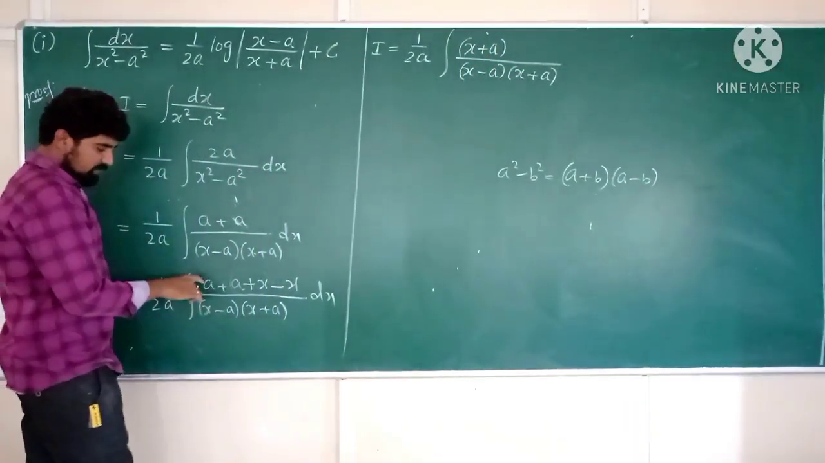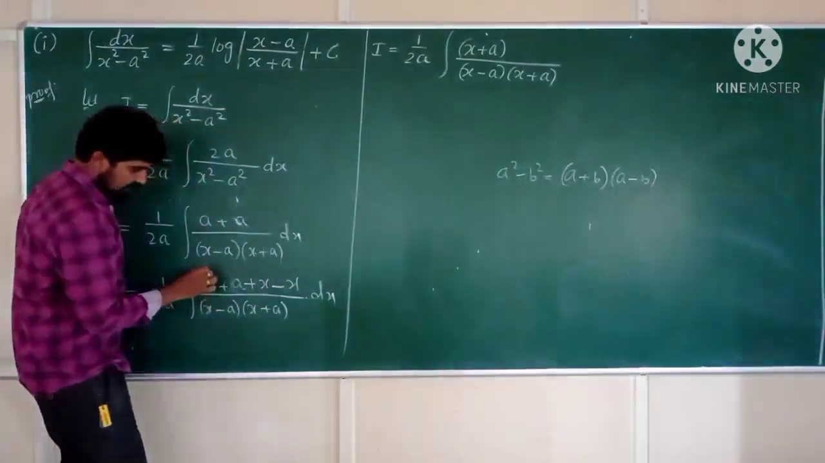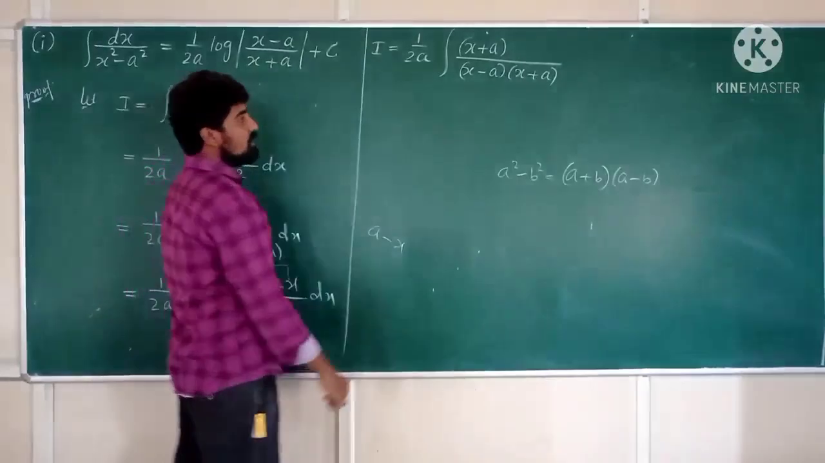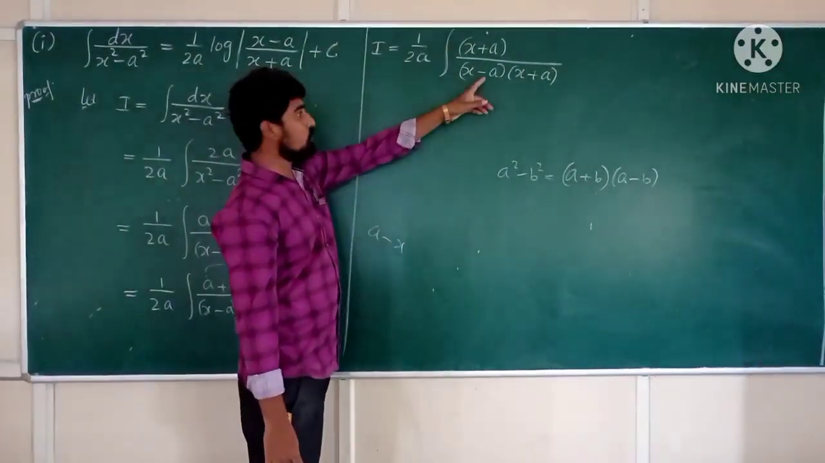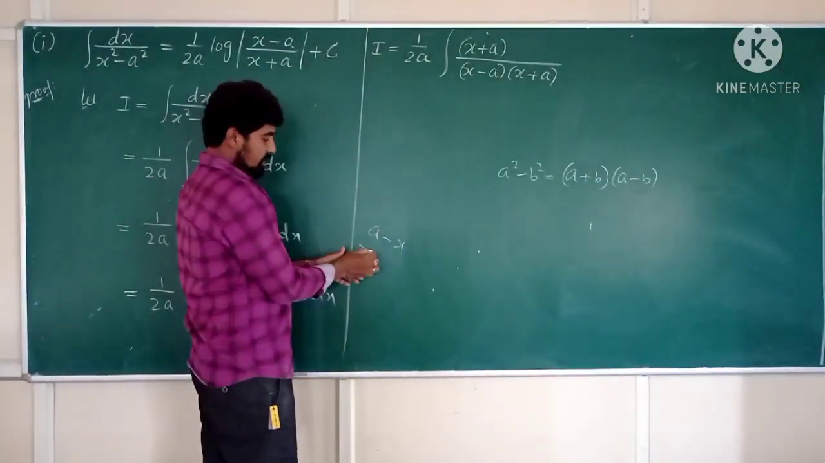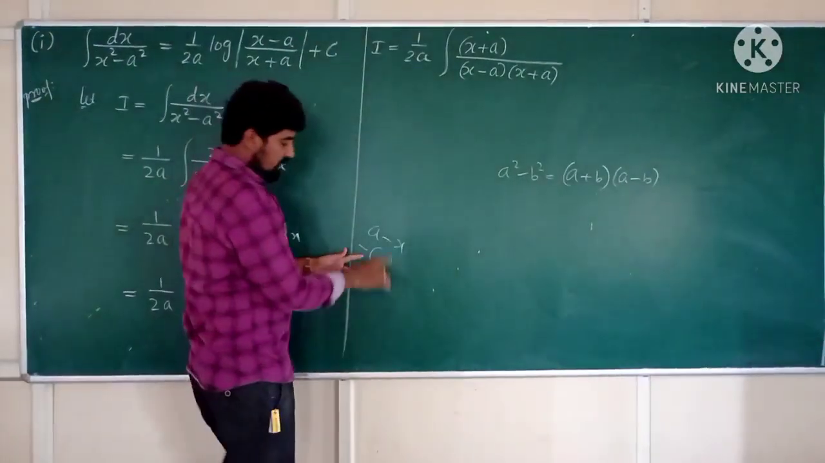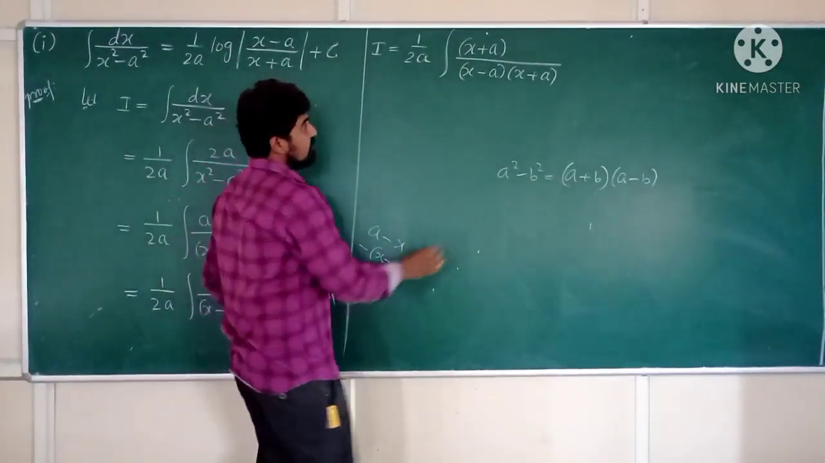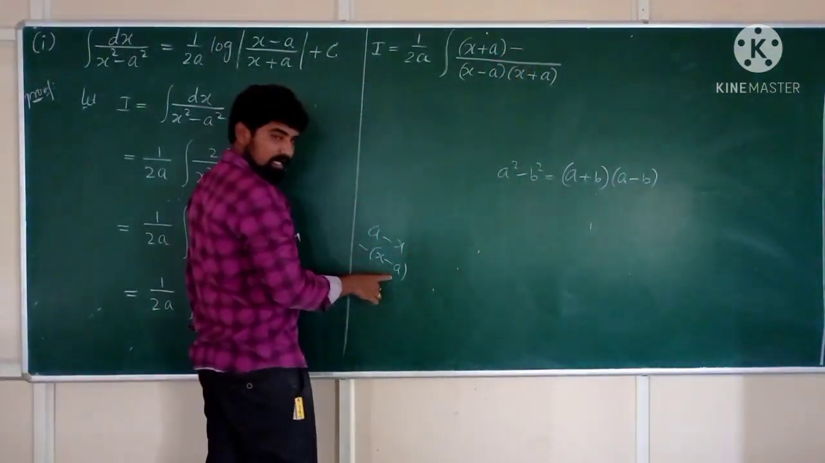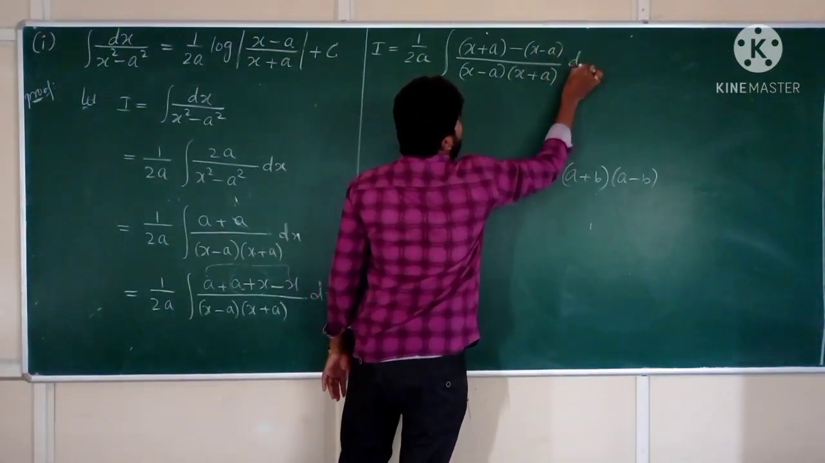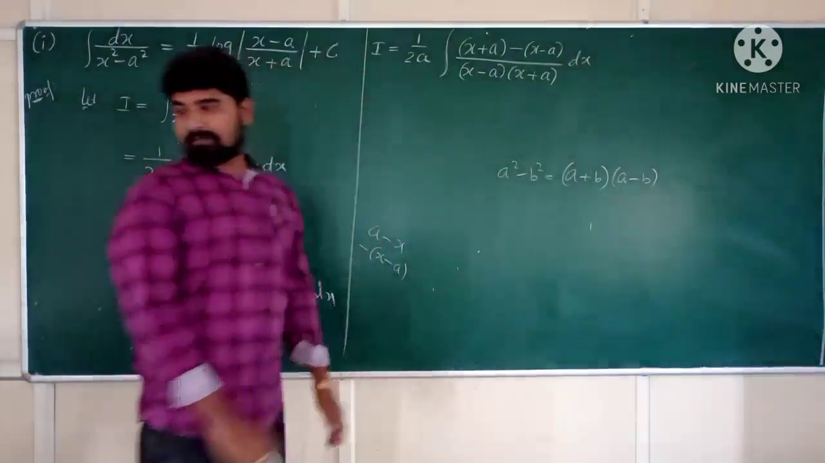Now the remaining term is a minus x, a minus x. But you know, in denominator there exists x minus a. To convert in this form, we need to take minus as a common here. If I take minus as a common, minus x becomes plus a becomes minus x. So therefore, minus of x minus a with respect to x dx.